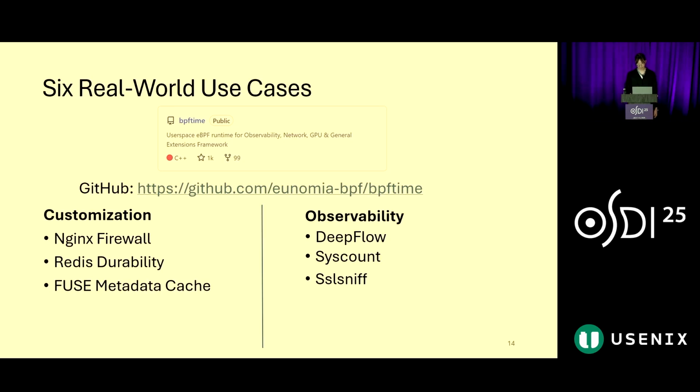As a userspace eBPF runtime for observability, networking, and GPUs and a general extension framework, bpftime is open source on GitHub with an active community with thousands of stars and many users. We built 6 real-world applications to demonstrate how people are actually using it. First, we use extensions to customize applications, including an Nginx firewall, a Redis optimization, and a FUSE cache. Second, we use extensions for observability by adapting existing tools like Deepflow, Syscount, and SSLsniff. Some examples here run partly in kernel, partly in userspace. You can find more details in our paper, but due to time limits, I will focus on just 2 examples.